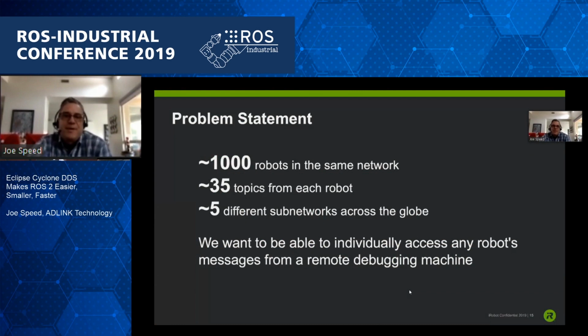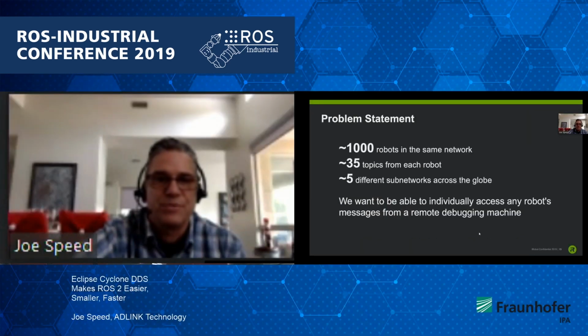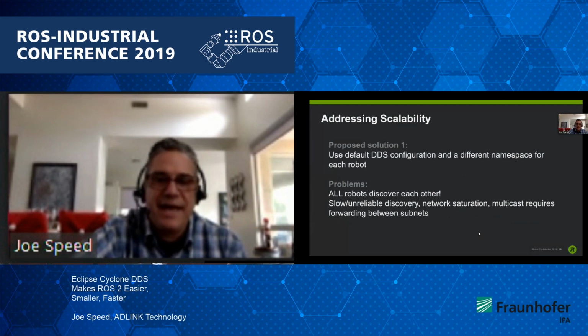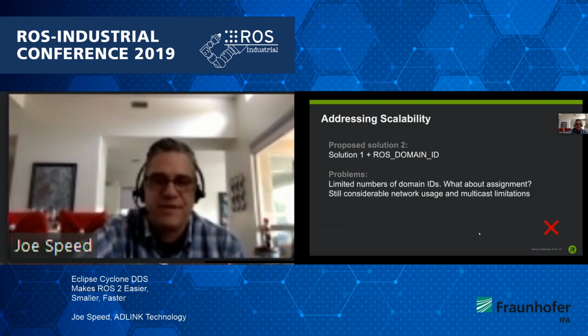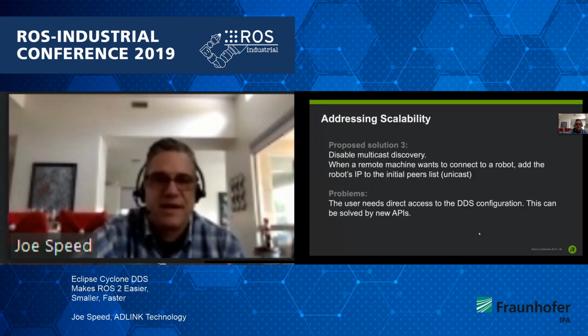And some other things iRobot's been working on. For their test environment, they have 1,000 robots on the same network, a lot of topics, a lot of different sub-networks as well. And they want to be able to, from their debugging tools, select and connect to any one of the 1,000 robots via DDS from within ROS-II. They tried different ways of doing this, which were unsuccessful for various reasons. And their video will be posted shortly. You can watch it in its entirety.